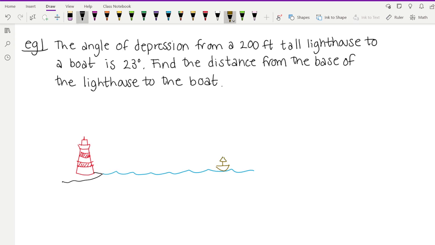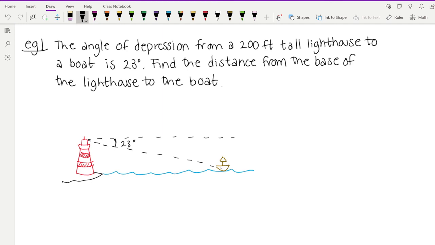And so the angle of depression is supposed to be 23 degrees. So what does that mean? How do we interpret that? That basically means if you were to go straight across horizontally and then measure downward, so measure from the horizontal, draw a line straight down to the object that we're looking at. And then this angle here, that is our angle of depression. And so that is going to be our 23-degree angle.